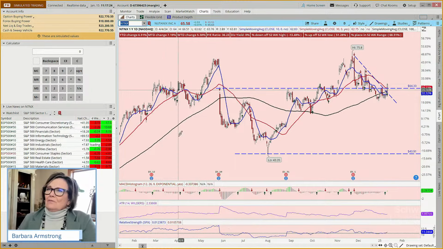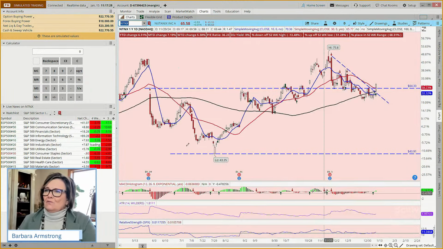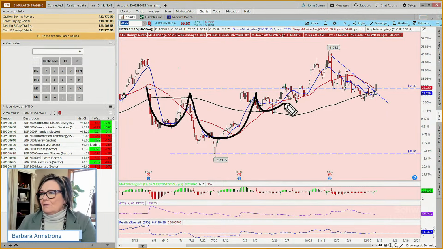So when we look at Nutanix, which is a tech stock, we had a bit of an inverted head and shoulders pattern here, right? Do you see that? And it was a pretty big range, or you might say it was like the Russian stacking dolls, cup and handle. And then that handle became a cup and a new handle. But the net of it is it broke out.